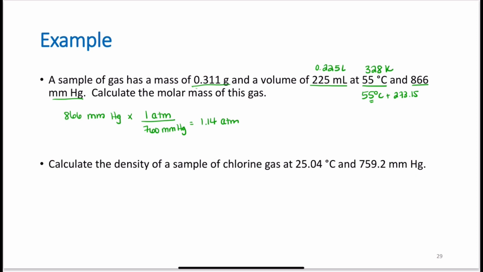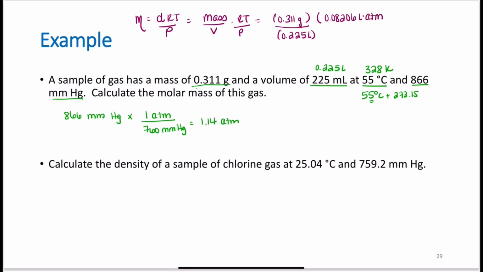So the other way we can do it is rearranging that equation. Molar mass is equal to density RT over P. But density is equal to mass over volume, RT over P. The mass is 0.311 grams. The volume is 225 liters. Gas constant, 0.08206 liter atmosphere per mole K. Temperature, 328.